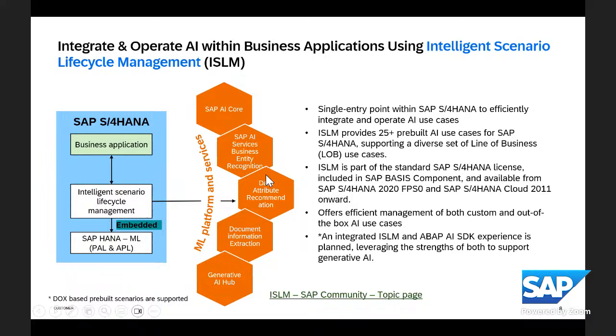And as I mentioned, it's part of this box here, so it's part of the basis layer, which means that customers can use this as part of their S/4HANA standard licenses, and it's available for both on-premise as well as cloud versions of S/4HANA. So it's available starting S/4HANA 2020 FPS 0 for on-premise, and for cloud, it's available from the cloud 2011 version onwards. As I mentioned, it supports both the embedded approach, utilizing the HANA ML libraries, and also the AI services here.